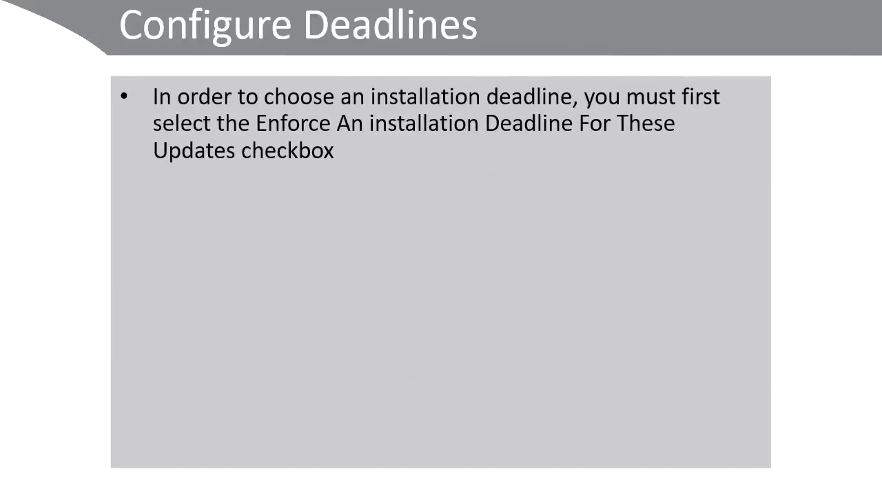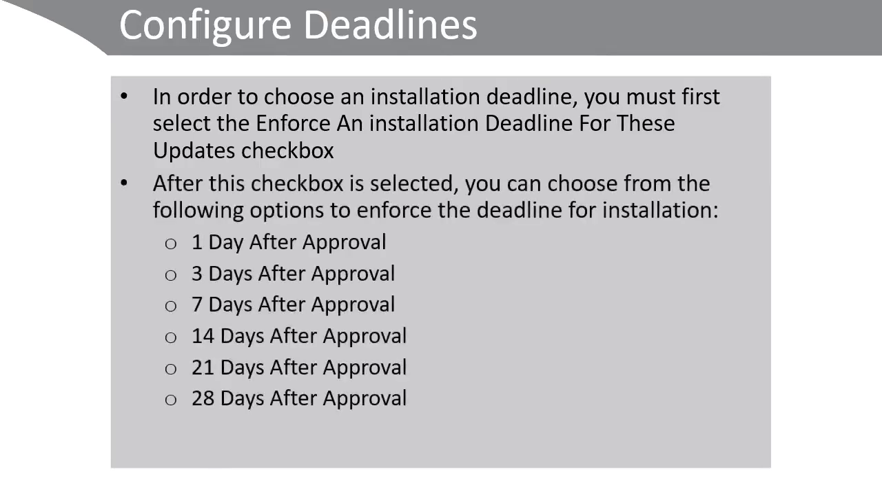In order to choose an installation deadline, you must first select the Enforce an Installation Deadline for these updates checkbox. Once you've selected that, you can choose from the following options to enforce the deadline for installation of an update: 1 day after approval, 3 days after approval, and so on, as shown here.